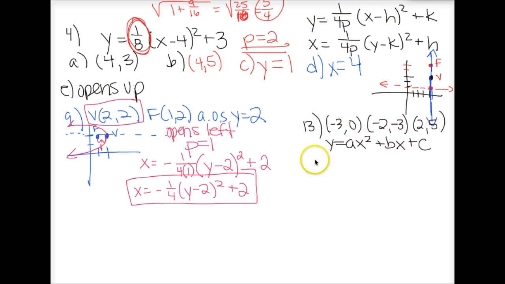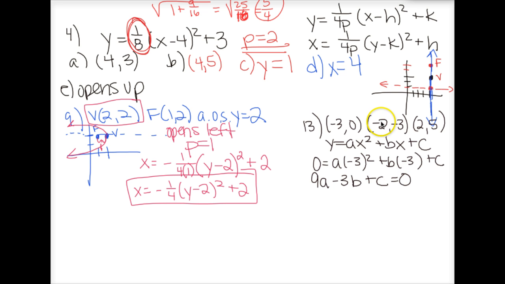So my first one, plug 0 in for y, plug negative 3 in for x, and I get, because this gives me 9a, minus 3b plus c equals 0. When I plug in negative 2, negative 3, that means it's going to be equal to negative 3 because the y always goes over there. Over here, I'm always going to square the x, so negative 2 squared is 4, so that gives me 4a, and then multiply this, so minus 2b. C is always plain because there's nothing to plug in next to it.